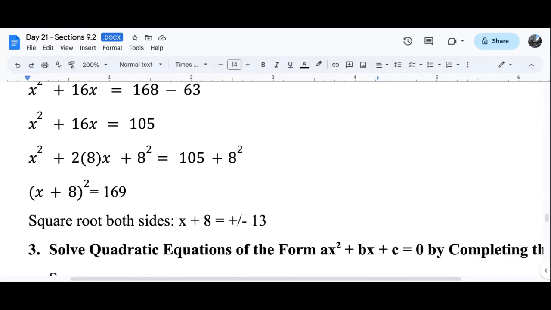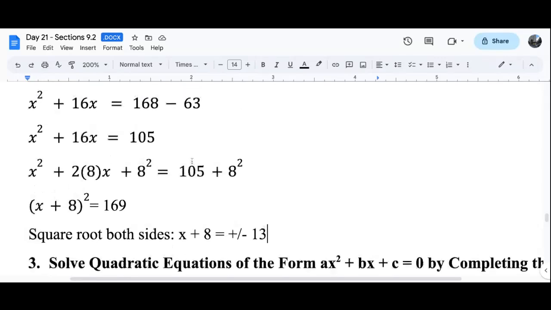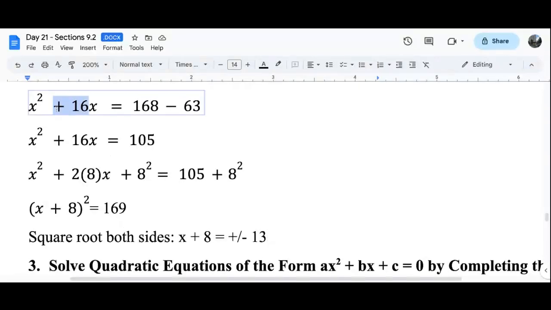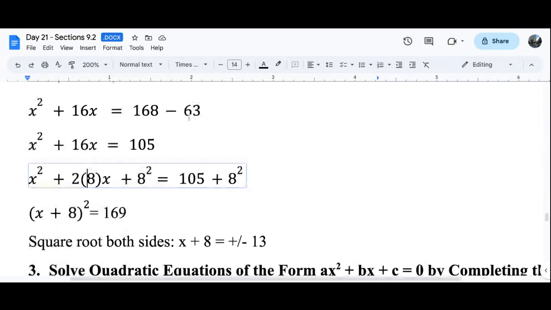Does it matter if you use addition or subtraction? Like, can it be negative 8 squared on both sides instead of 8 squared? Well, let's figure it out. So we have a plus 16, right? That means this is a positive 8. We don't need to do negative 8.